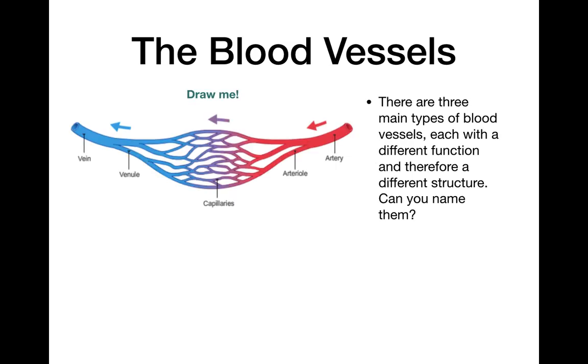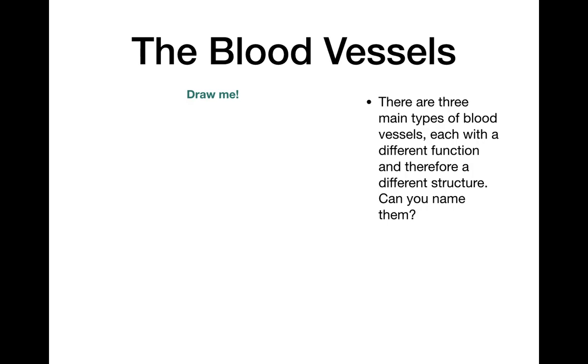So there are 3 main types of blood vessels. I'm sure you've heard of, if not all of them, most of them before. And they all have a different function, and therefore they have a different structure. So I want you to think for a minute, can you name the 3 different blood vessels in the human body?